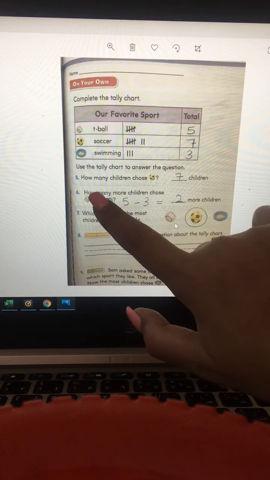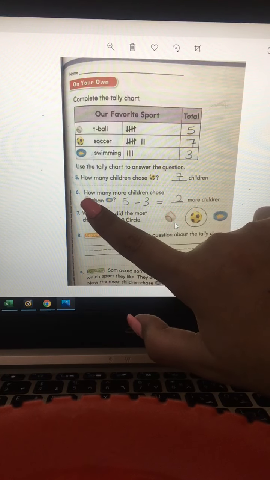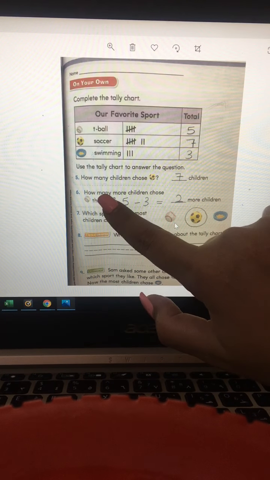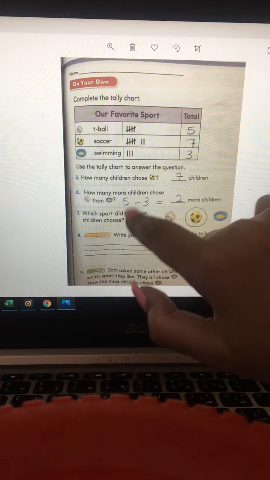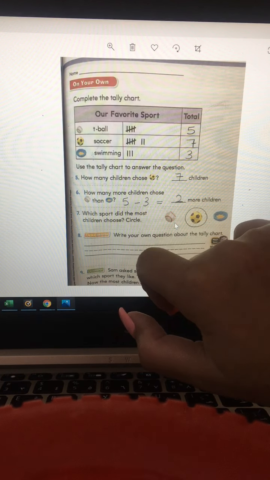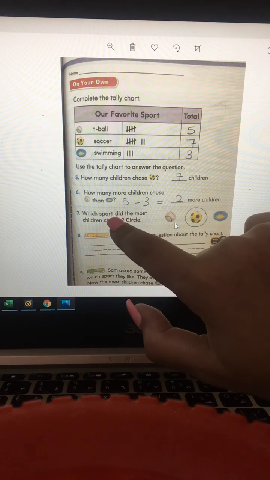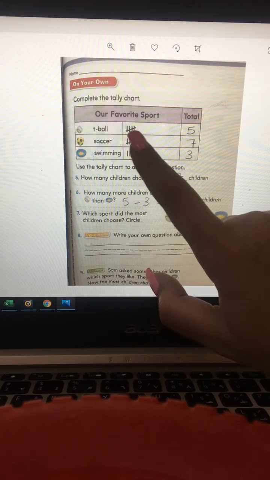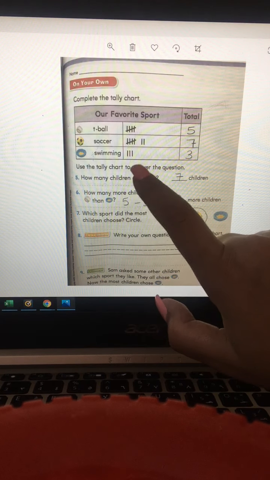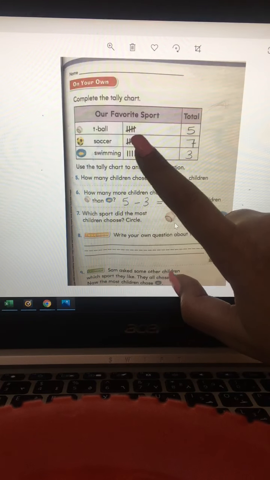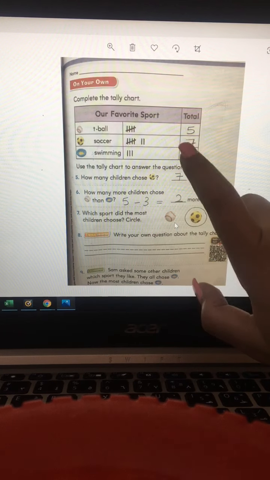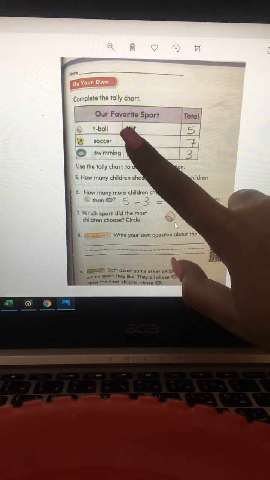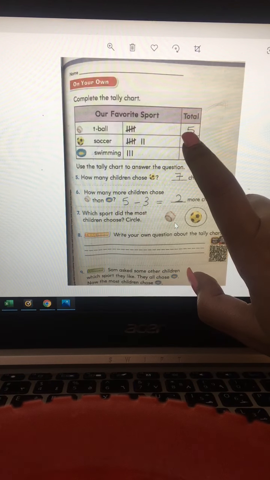How many more children chose T-ball than swimming? When I ask the question how many more, I need to subtract. I'm going to subtract the number of children who chose swimming from the number of children who chose the T-ball. The number of children who chose the T-ball is 5, because there are no more tally marks, so the total number is 5.